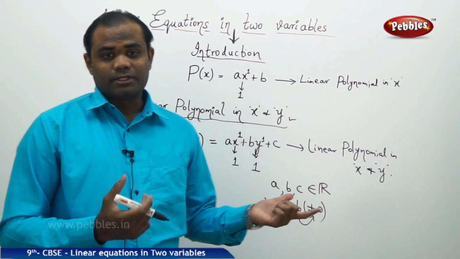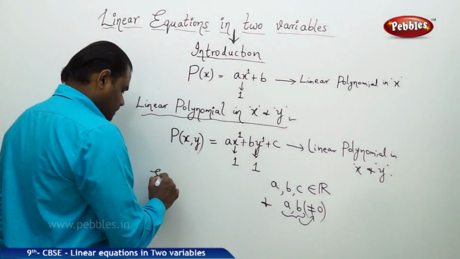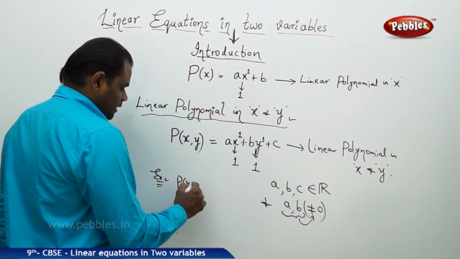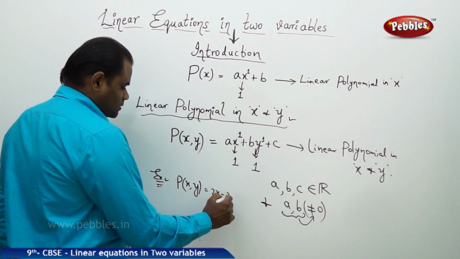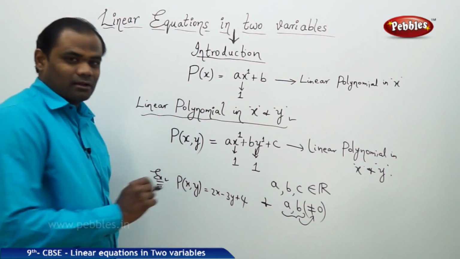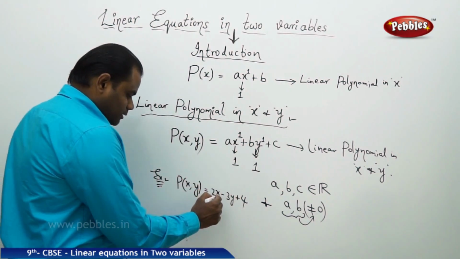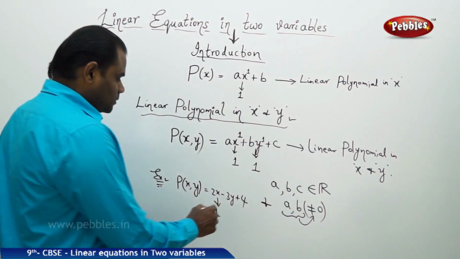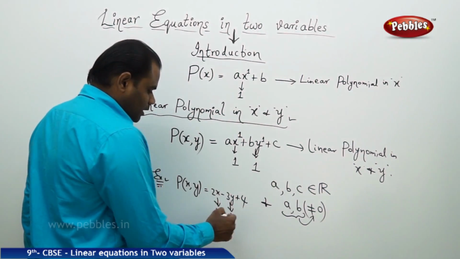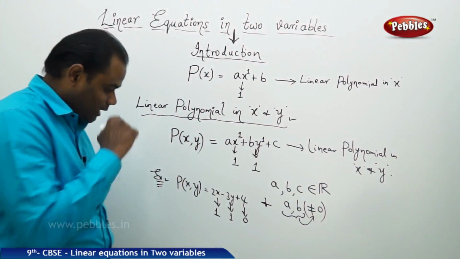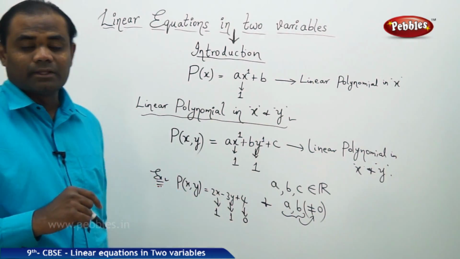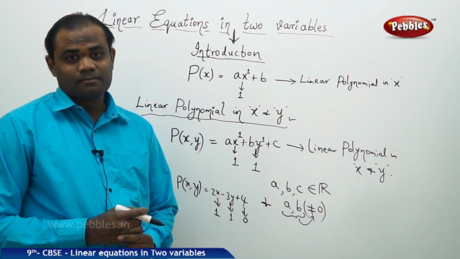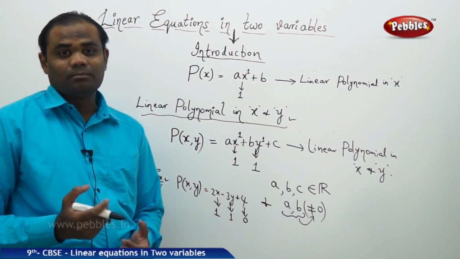Any example we can take for this would be, say for example, I have p of x y is 2x minus 3y plus 4. Then this is clearly with the first term being of degree 1, and coming to the second term, its degree also being 1, and of course the constant term having degree 0. The highest degree for x and y is 1, and therefore this is a linear polynomial in x and y. This is how we define the linear polynomial.